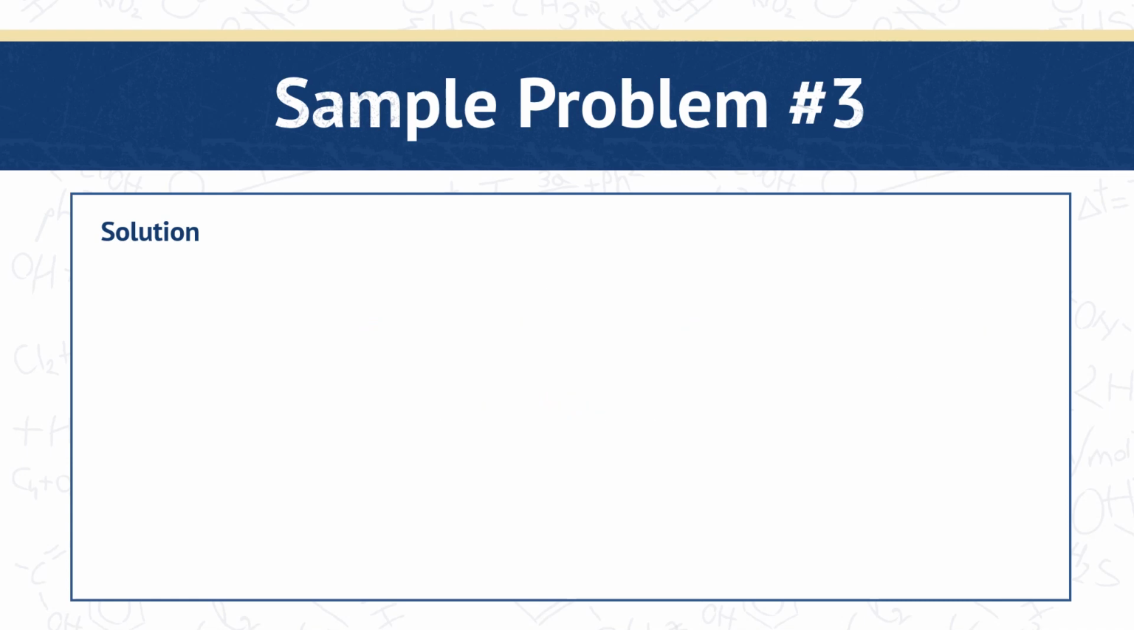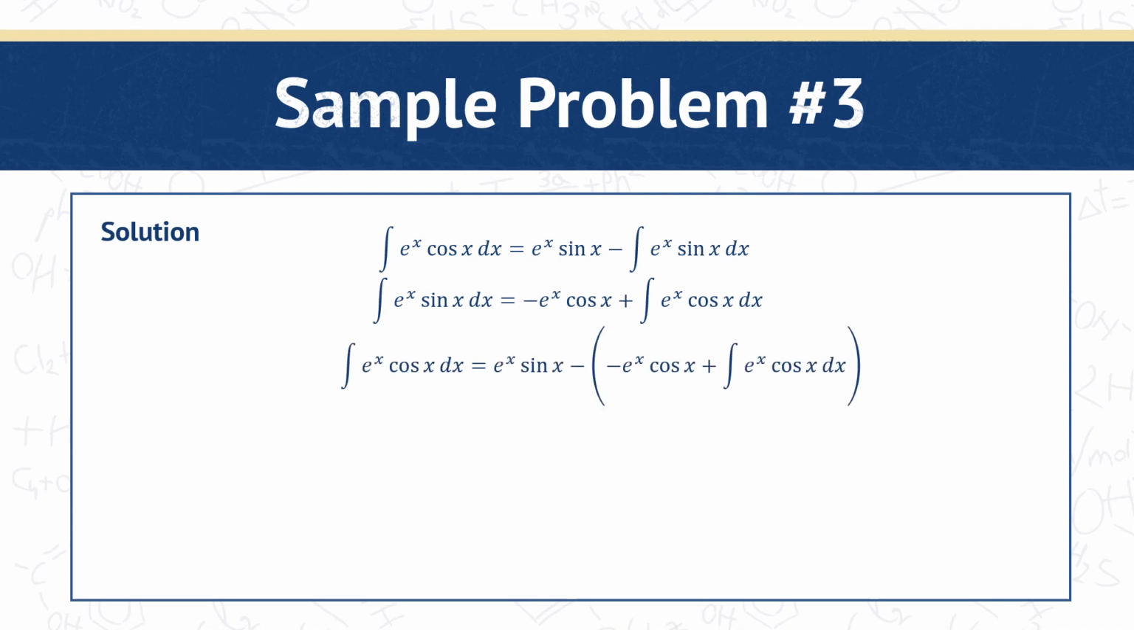So recall that we are solving for the integral of e raised to x cosine x dx, and this is the answer that we got when we performed integration by parts for the first time. And then, the second time we performed integration by parts was to solve for e raised to x sine x dx. So what we do next is we substitute the answer we got for the integral of e raised to x sine x dx into the first equation. So this will give us the integral of e raised to x cosine x dx equals e raised to x sine x plus e raised to x cosine x minus the integral of e raised to x cosine x dx.